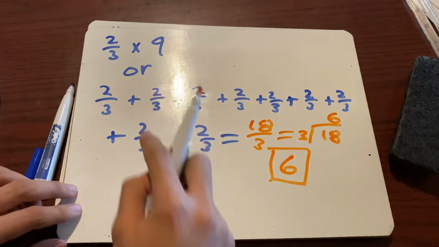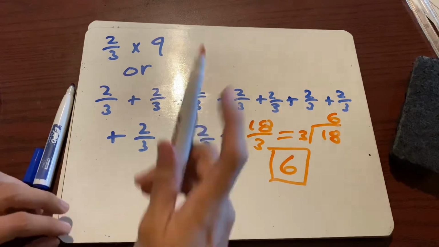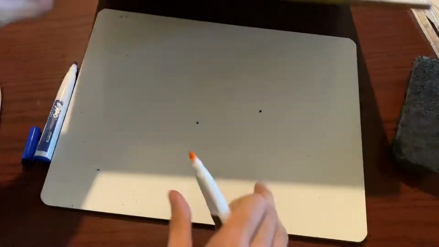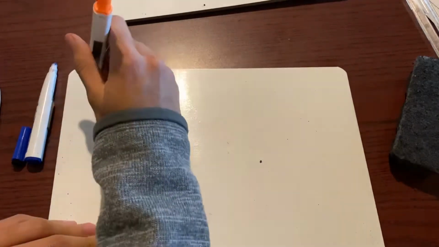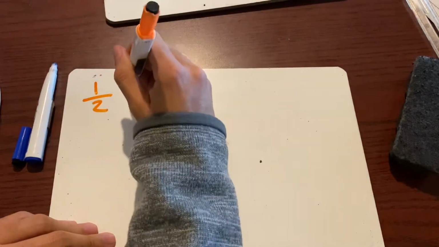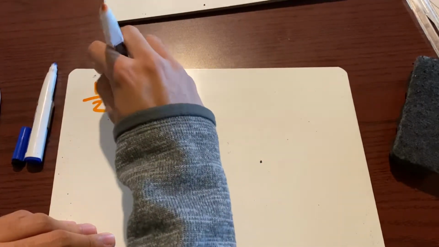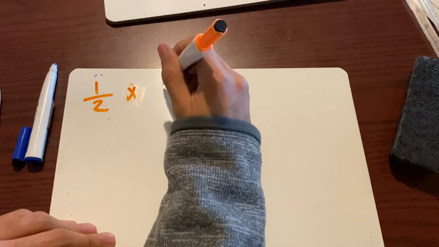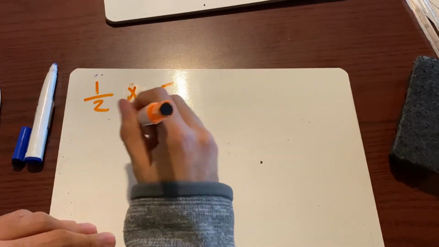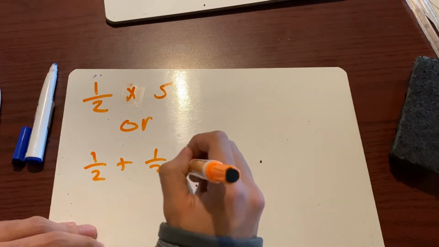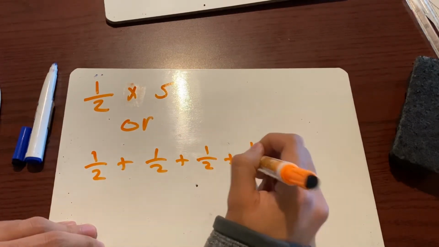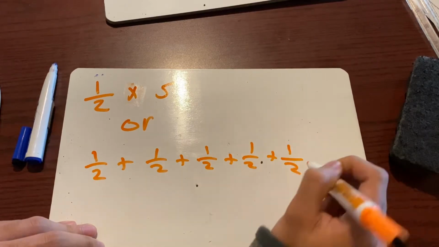Again, this is another way that we could have solved our problem. For our warm-up question, I think we had, what did we have? But either way, let's go back, let's make another one. 1 over 2 times, I don't know, 5. Well, we could rewrite that as 1 over 2 plus 1 over 2 plus 1 over 2 plus 1 over 2 plus 1 over 2.